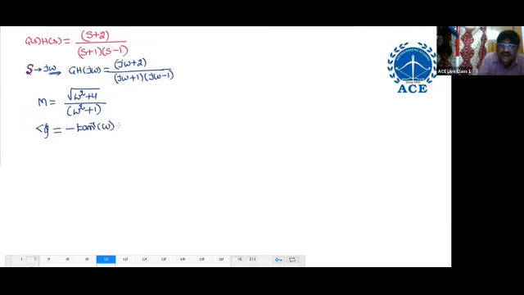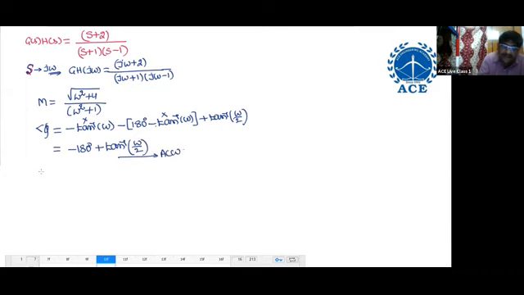Minus tan inverse omega minus of 180 minus tan inverse omega, plus tan inverse of omega by 2. What is the answer? The minus 180 here, minus plus, and this gets cancelled. Minus 180 plus tan inverse of omega by 2. What is the direction? Anti-clockwise.